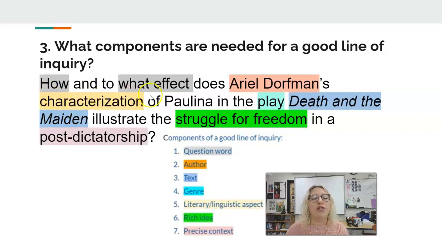So how and to what effect, question words, this is the author's name, Ariel Dorfman, does his characterization, there's the linguistic aspect or authorial choice, of Paulina in the play, genre, Death and the Maiden, title, illustrate the struggle for freedom, rich idea, and you can see this is kind of a theme, in a post-dictatorship. This is the precise context. So that's an example of a line of inquiry.